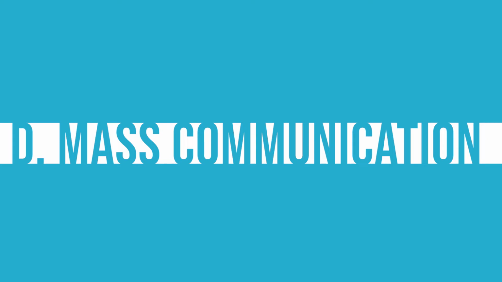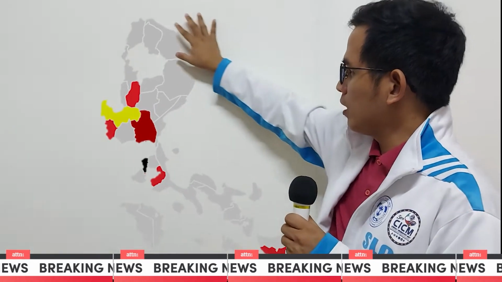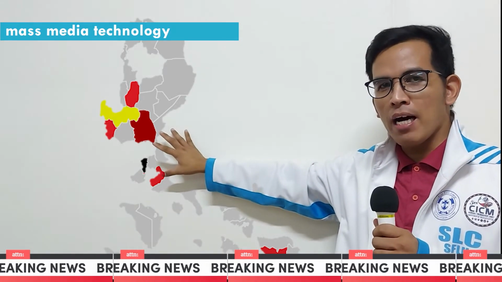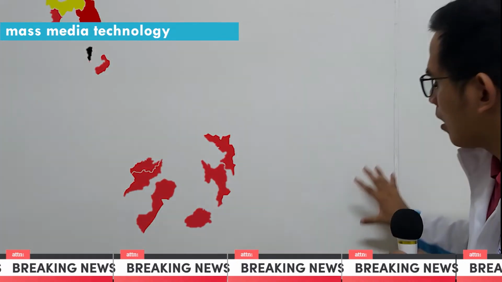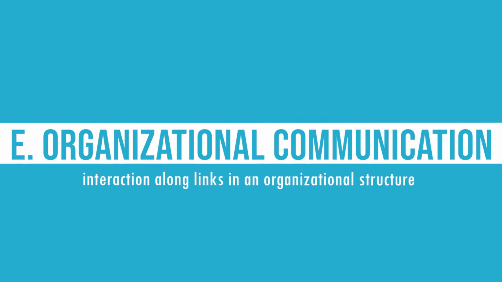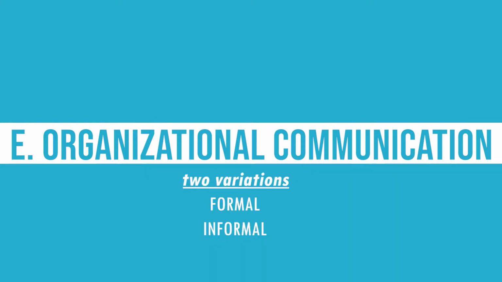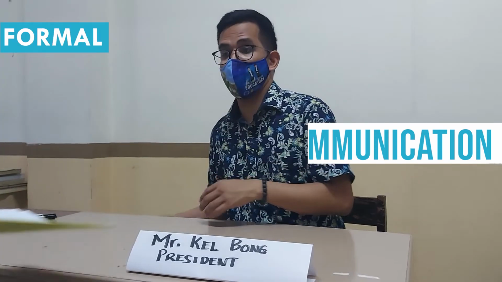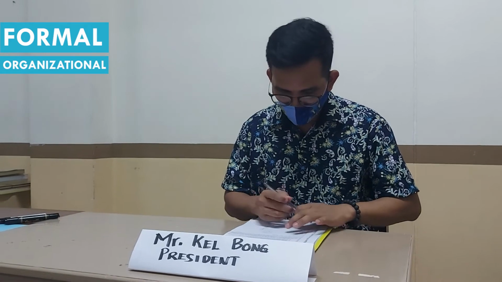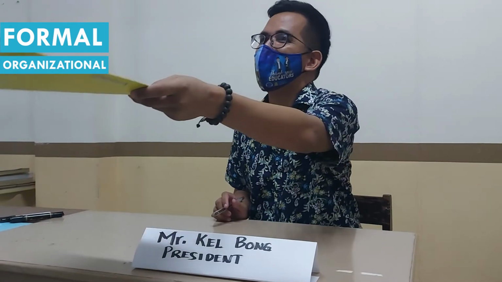Mass communication is any above-human verbal interactions carried out with the aid of mass media technology, which includes television, radio, and social media platforms. Organizational communication refers to the interaction of members along the links in an organizational structure. Two variations of organizational communication include the following: formal organizational communication. This uses proper channels as illustrated in a company organizational chart.